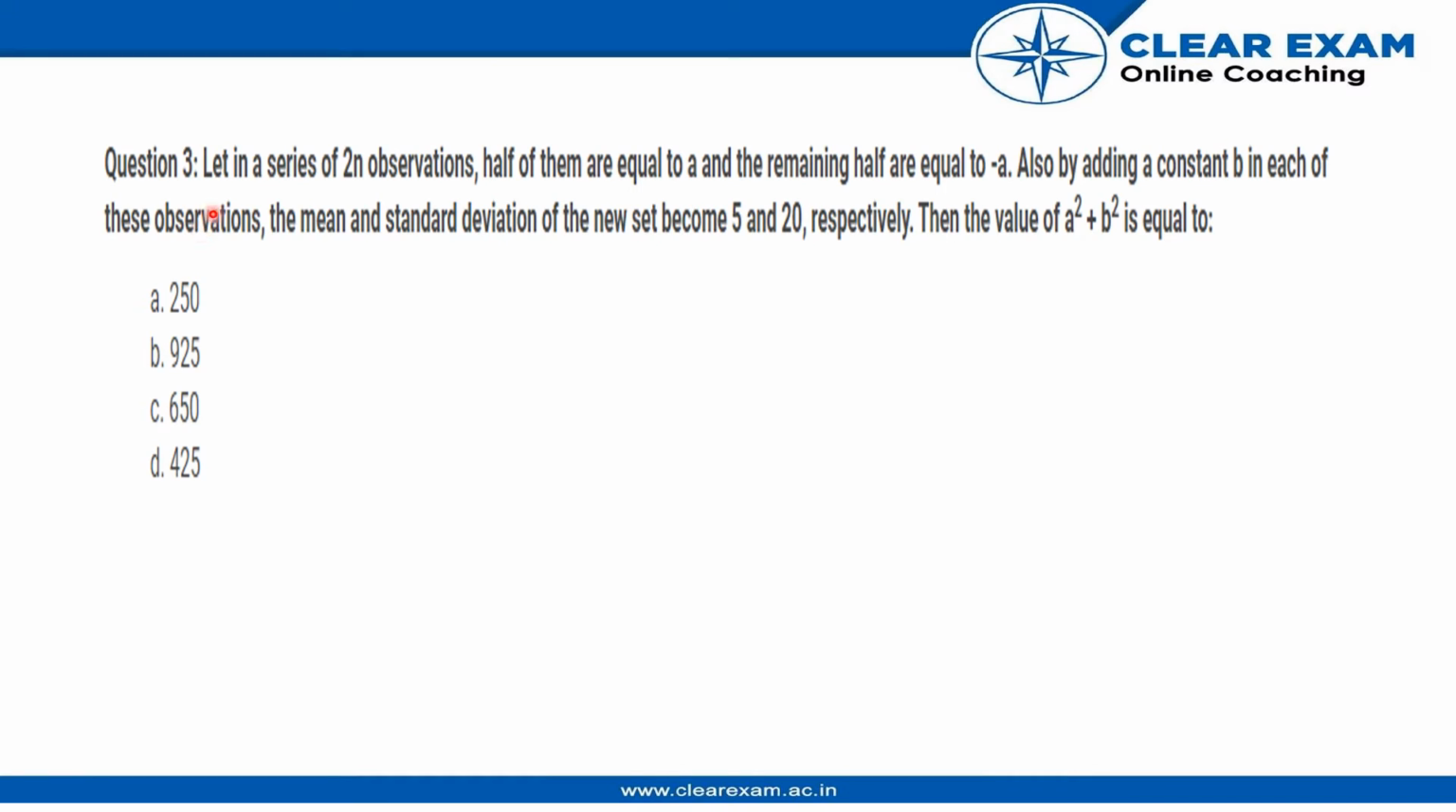The question says: in a series of 2n observations, half of them are equal to a and the remaining half are equal to minus a. Also, by adding a constant b to each of these observations, the mean and standard deviation of the new set become 5 and 20 respectively. What will be the value of a square plus b square?